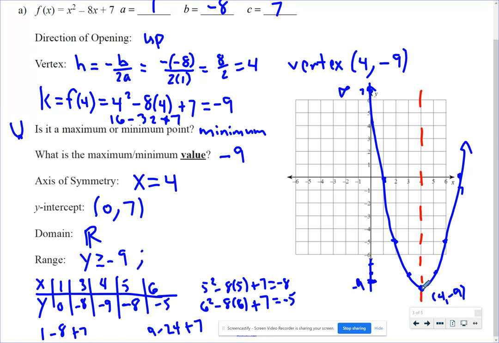We can write it as y is greater than or equal to negative 9. We can write it as bracket negative 9 comma infinity. That would be the interval notation, and you'll need to be familiar with both the interval notation and the inequality notation. Okay? And that's the end of this first video.